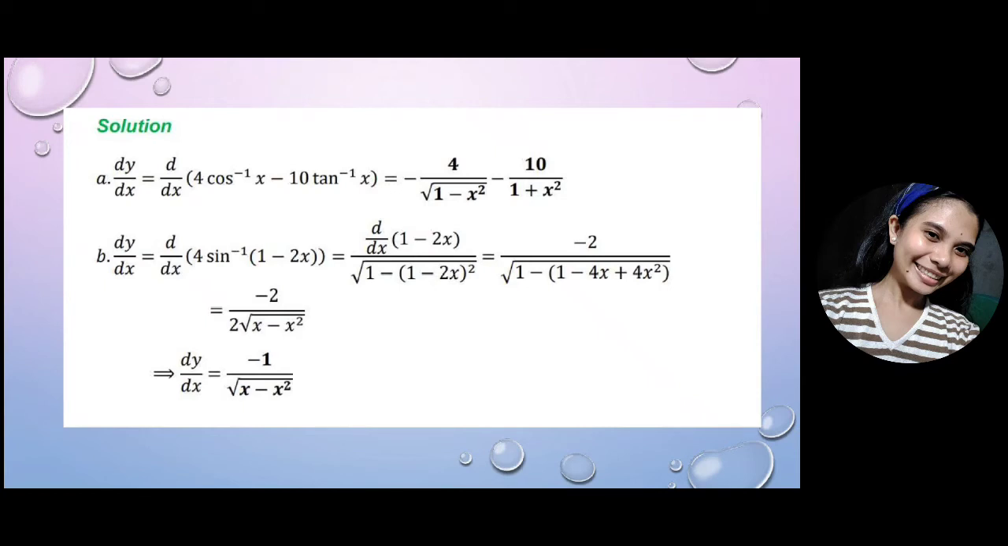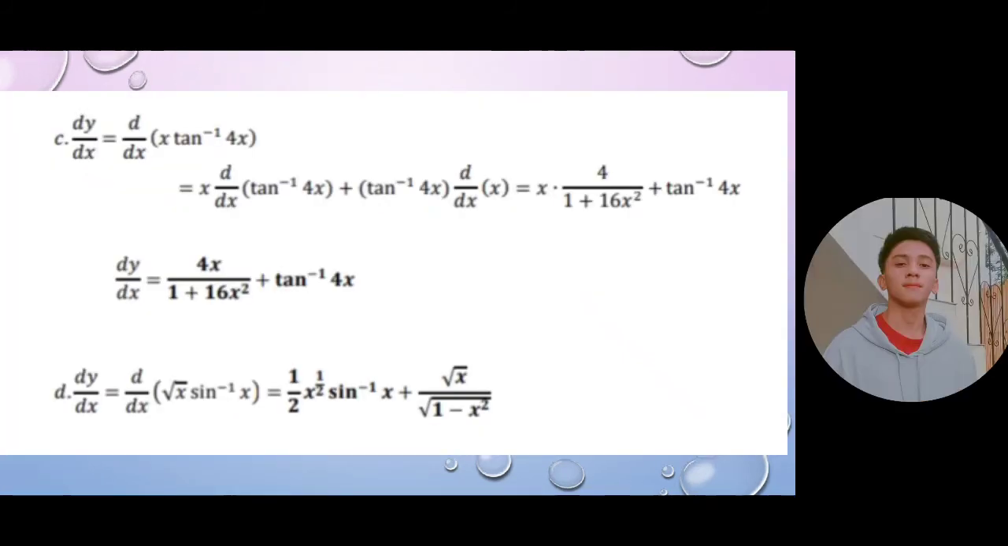Since we have negative 2 in our numerator and 2 in our denominator, we divide them by each other, so it becomes negative 1. So our final answer would be negative 1 all over the square root of x minus x squared. I'll discuss the third example, x tangent raised to negative 1 of 4x.